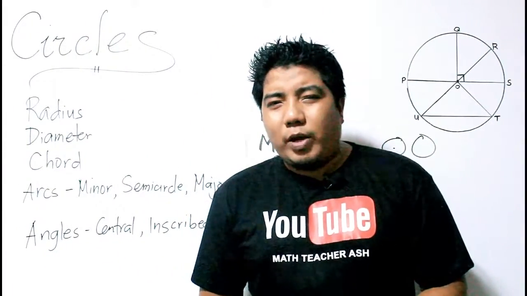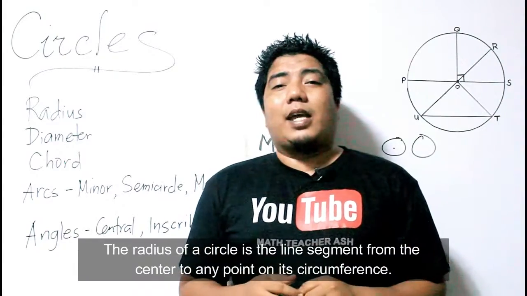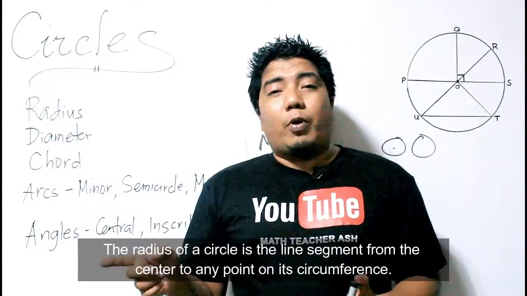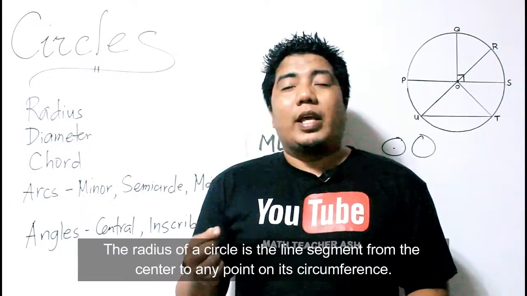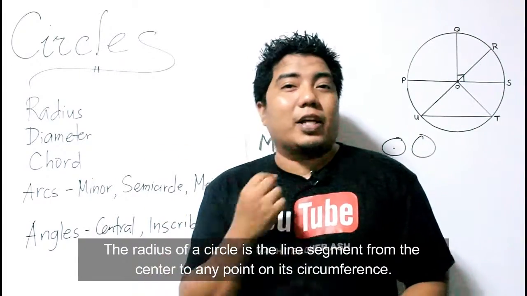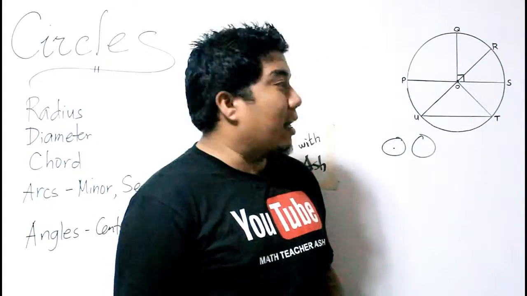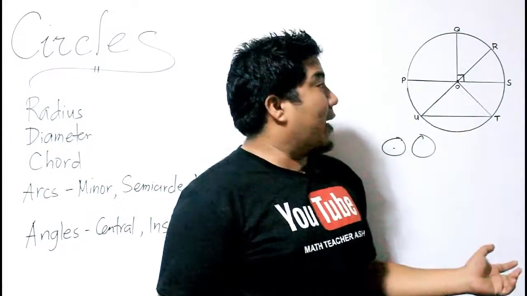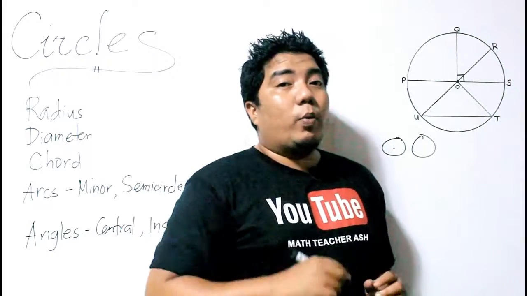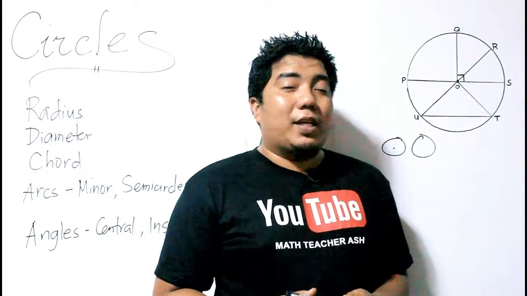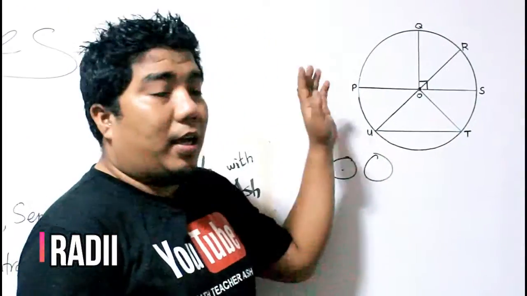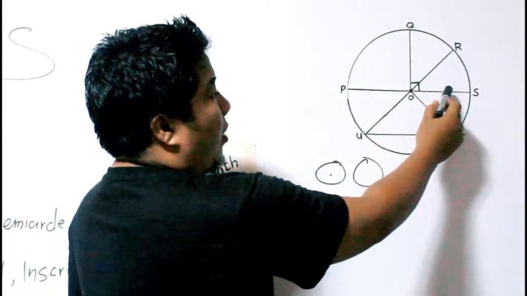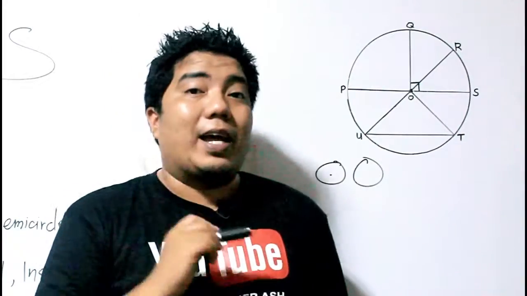How do we define radius? Radius is a line segment in which one endpoint is part of the circle and the other endpoint is in the center of the circle. So, how do we see that one? In this case, we can see a lot of radii. By the way, the plural form for radius is radii. Okay, so basically, as we can see here, we can have 1, 2, 3, 4, 5, 6 radii.